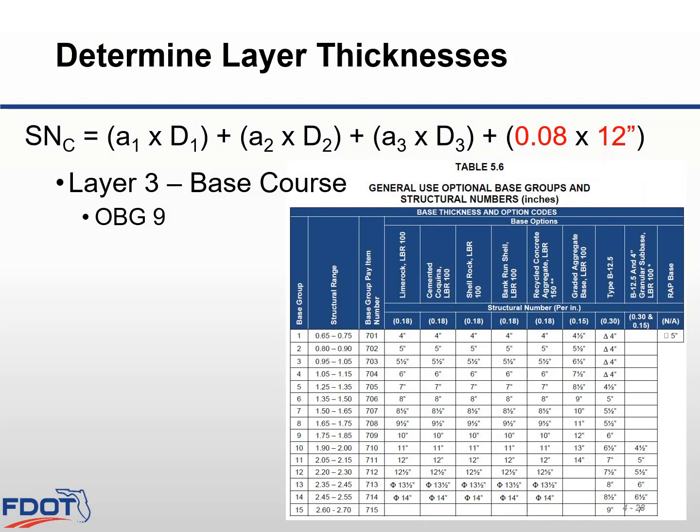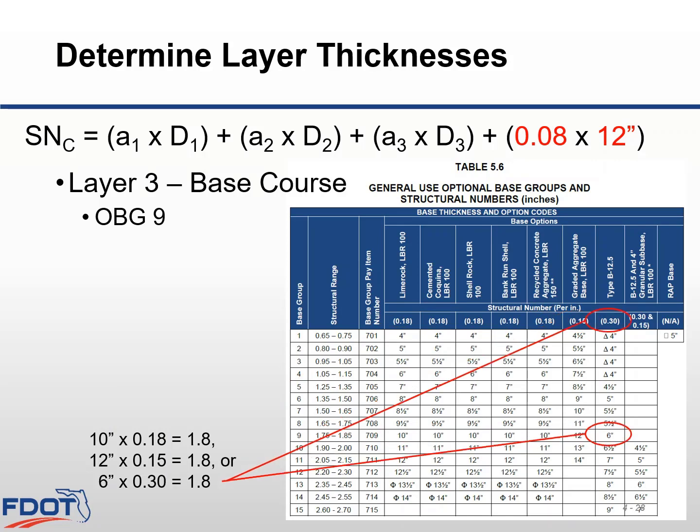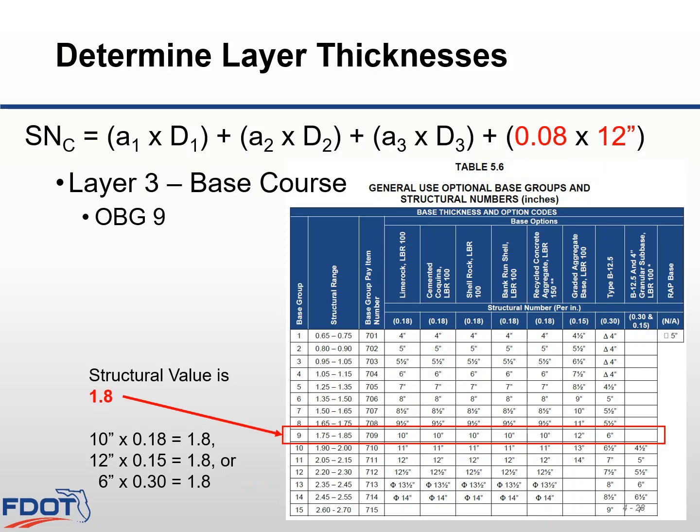Since we know that our minimum base course will be from optional base group 9, we can calculate the structural value of that layer. Remember that the materials listed in a base group are all structurally equivalent, so if we look at the material thicknesses and structural numbers in group 9, we see that 10 inches times 0.18 gives us a structural value of 1.8. 12 inches times 0.15 gives us 1.8. And 6 inches times 0.3 also gives us 1.8. So the structural value of optional base group 9 is 1.8, and we can go ahead and plug that value into our equation. So now we have two of our layers' values determined.